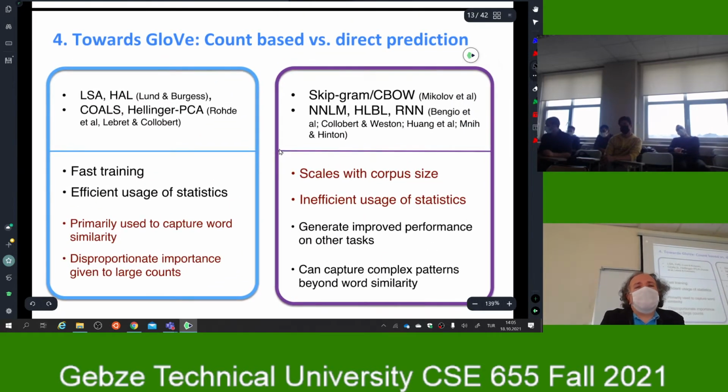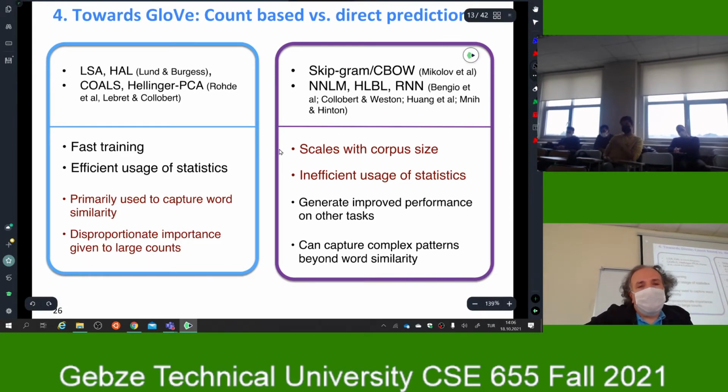If we compare what we have learned last week to this week, our co-occurrence approach is very fast for training. You are just counting stuff, right? Then doing the PCA is linear, very fast, with efficient usage of statistics. If you have a small number of occurrences, it can take care of that. These are the good things. The bad things are that it is primarily used to capture word similarity, whether this word is similar to that one or not.